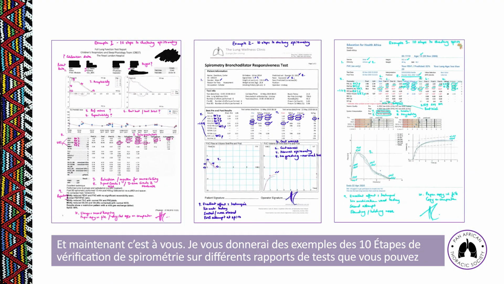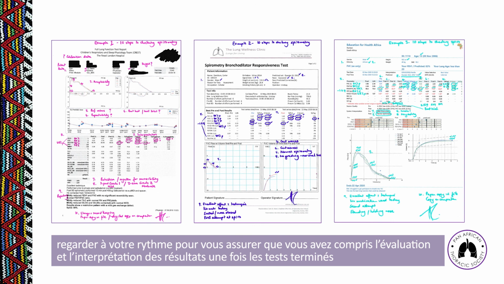And now it's over to you. I will give you some examples of these 10 steps to checking your spirometry on various test reports that you can browse through at your leisure to make sure that you have a full understanding of everything that we've discussed in the post-testing evaluation and interpretation of that test result. I'll see you shortly for Chapter 10.